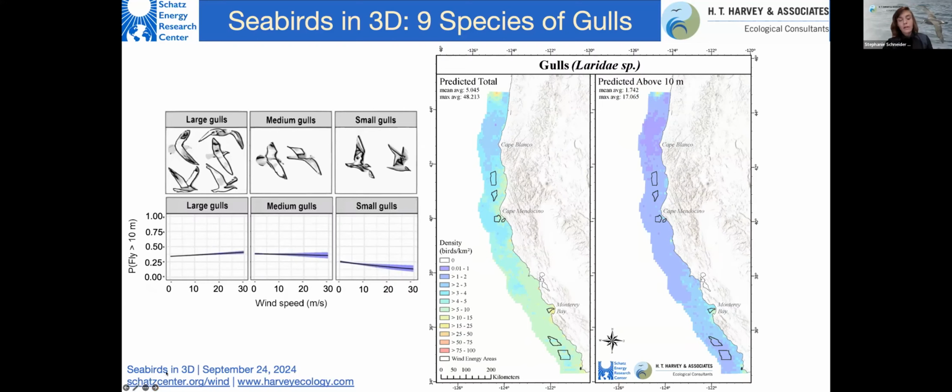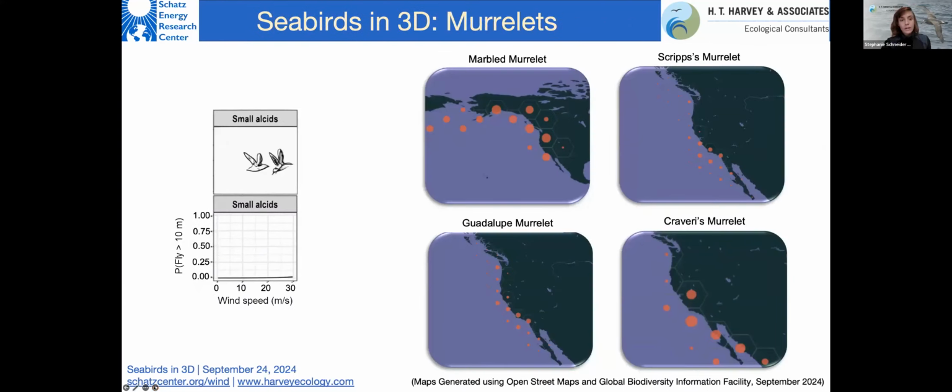So the next slide. We focused on murrelets. We wanted to focus on threatened and endangered species, but they're rare, so they're hard to model. So these are the 2 that were included. These 2 taxa, marbled murrelet, and then a group, Scripps's, Guadalupe and Craveri's, due to taxonomic reasons.